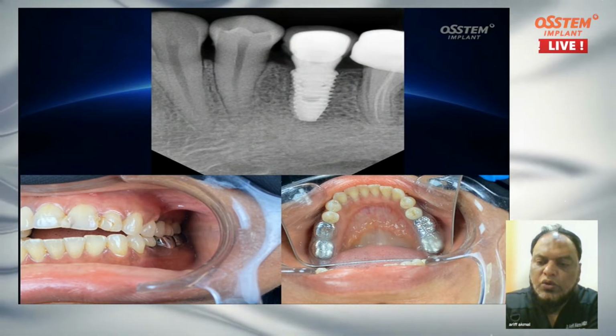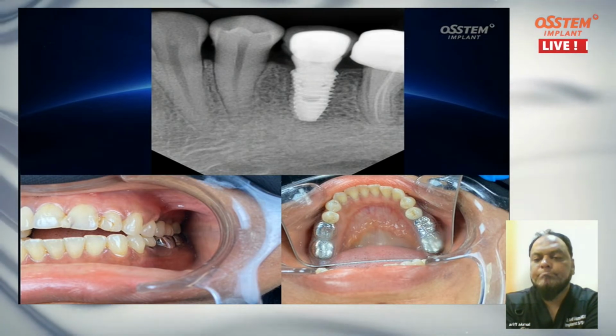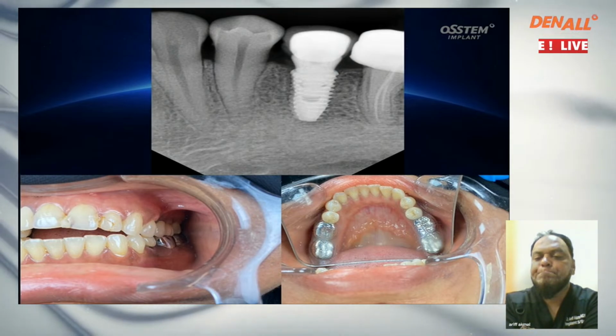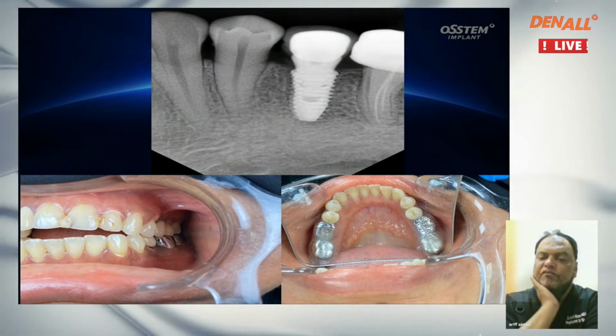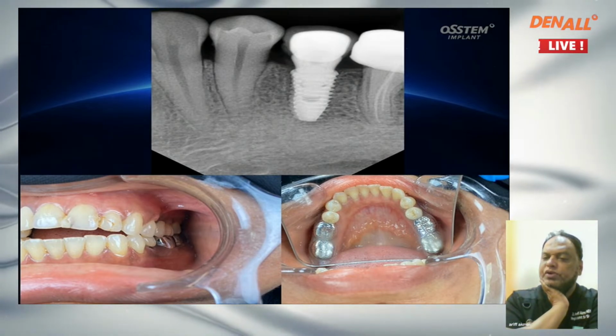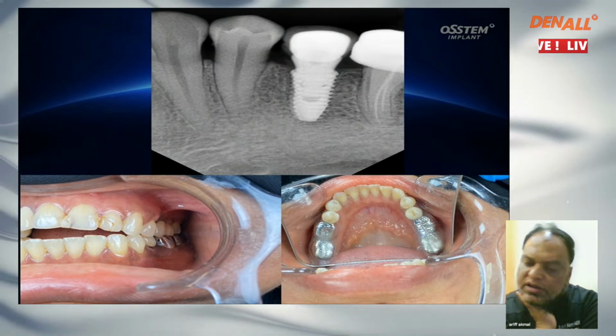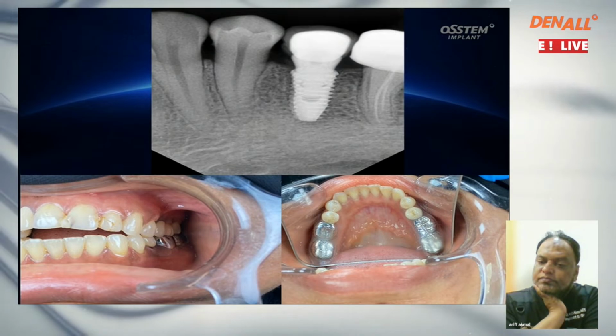Nowadays, the oral scanners have simplified your life. Just place the scan bodies, scan it, send it to the lab within half an hour. They'll send you the design of the crown. You approve it. Within 2 days, the crown is there on the table. You need not take the impression at all.